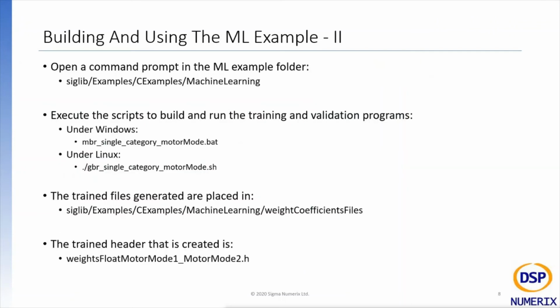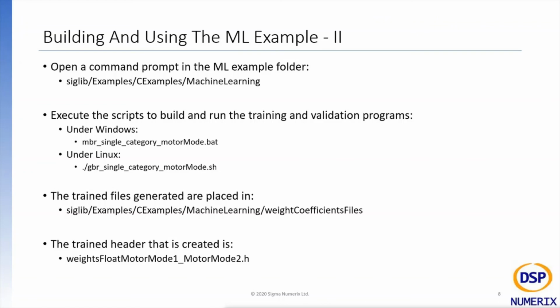To train the model and validate the model, you need to open a command prompt into the machine learning folder, and then under Windows execute the command shown here, the batch file, or under Linux execute the shell script shown. Either of these 2 scripts will generate a trained file, a series of files, binary format and header formats.